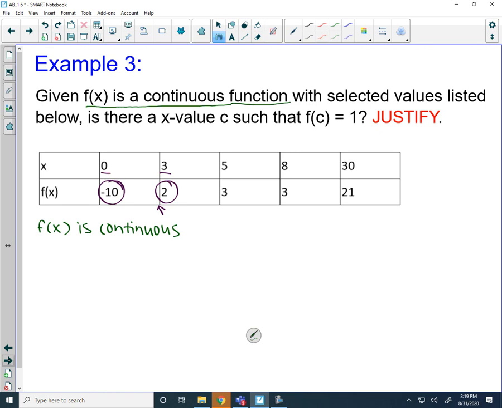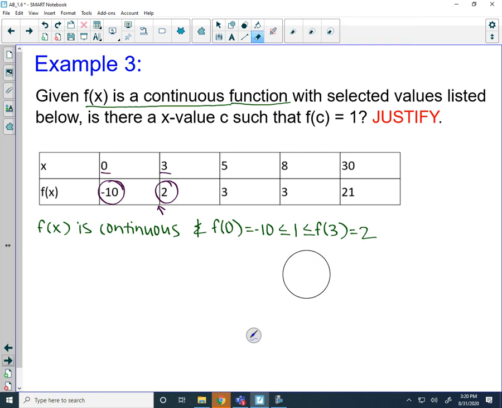The way we're going to write that using a math inequality is f of 0 equals -10, that's less than or equal to the y value we're proving, which is 1, which is less than or equal to f of 3, which is 2. So what we're really showing is 1 is between 2 known y values. 1 is between -10 and +2. But I want you to write the inequality how it is in green, because f of 0 and f of 3 are clarifying where those y values came from.